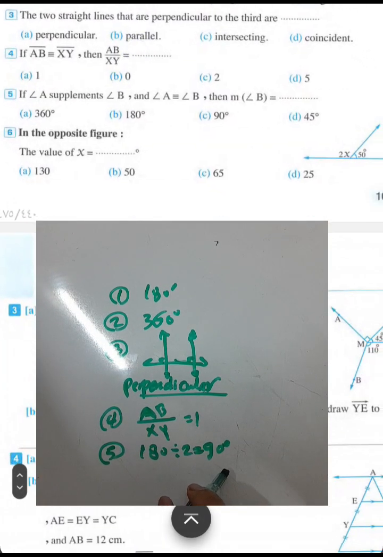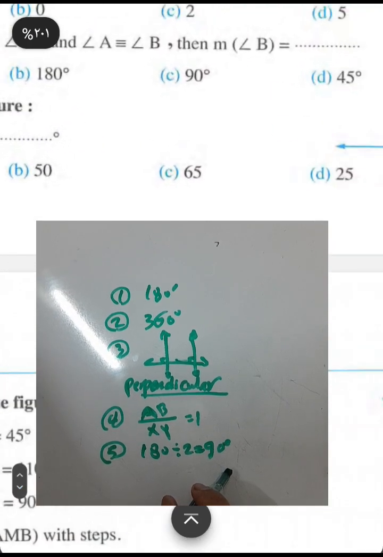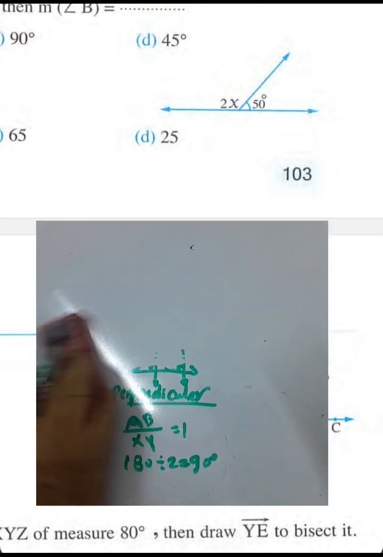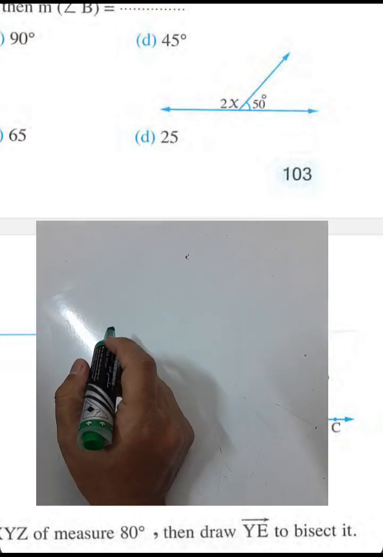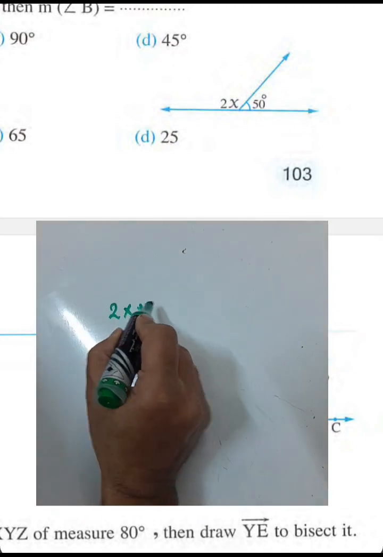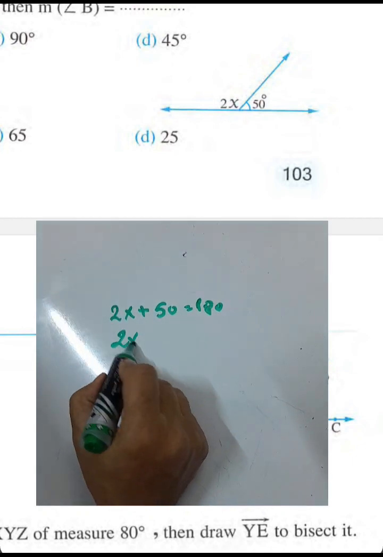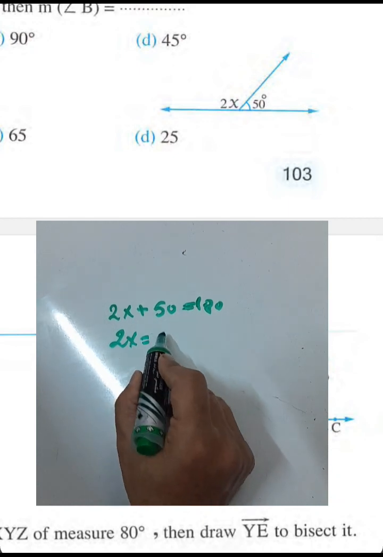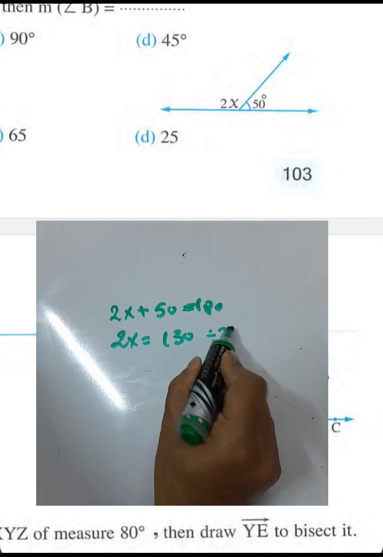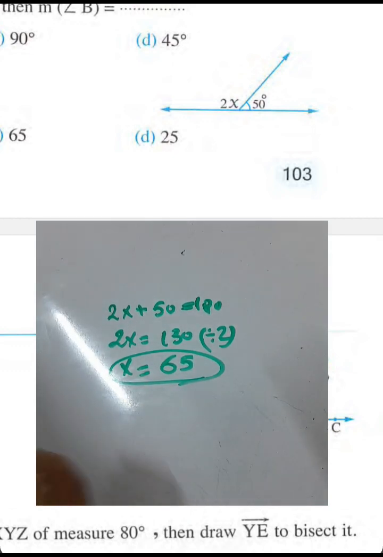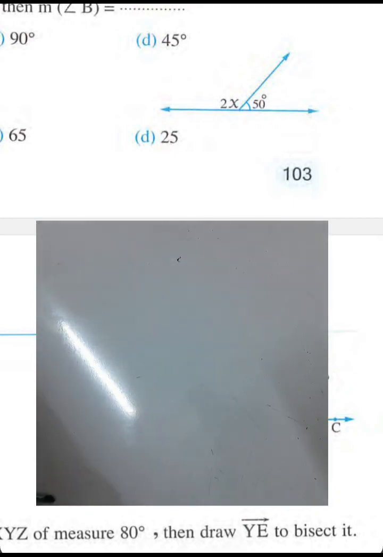Question 6, we want to find the value of x. We have a straight line and we know the measure of the angle about a straight line. The measure of a straight line equals 180. Then we can write 2x plus 50 equals 180, and then 2x will be 180 subtracted by 50, it will be 130. And then divided by 2, we can find the result, 65 degrees. Next question.